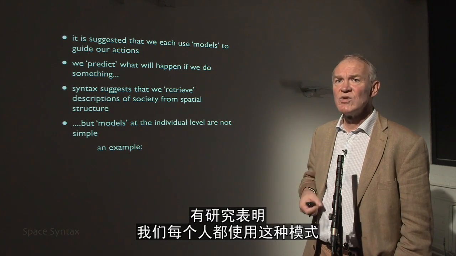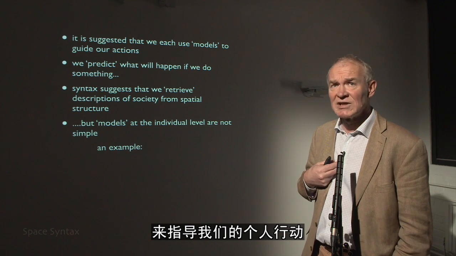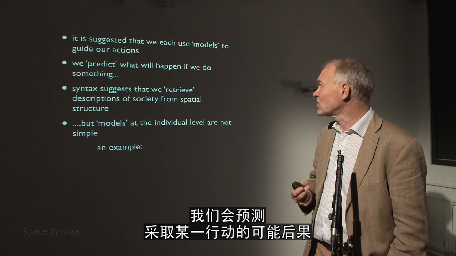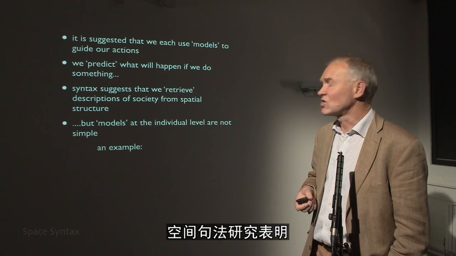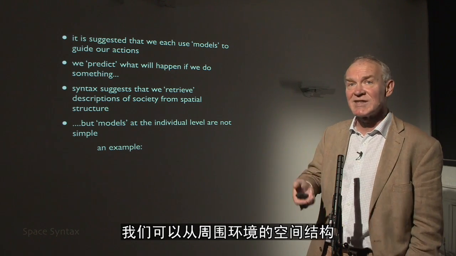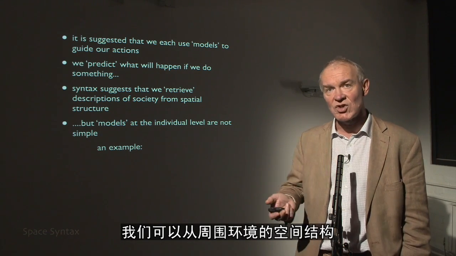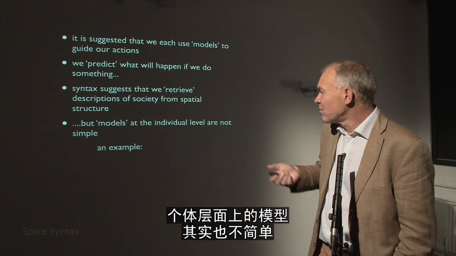It's suggested that we each use these sorts of models to guide our own personal, individual actions, and we predict what will happen if we do something. That's part of what we do as individuals. So syntax suggests that we retrieve descriptions of society from the spatial structure in the environment that surrounds us. So we can understand the nature of the society that must have produced the imperial palace of Beijing as a particular form with a very strongly centralized form of government. This is quite different to some of the more organic cities that you have in China.